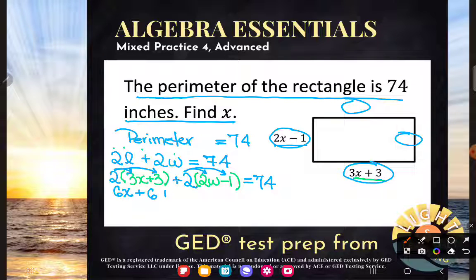let's see, I shouldn't have made my sign yet. Positive 2 times 2w, yes, that is positive 4w. And positive 2 times negative 1 is negative 2. And that whole thing is going to be equal to 74. Now, don't just move on and assume it's time to solve. Keep going. Keep simplifying as far as you can.